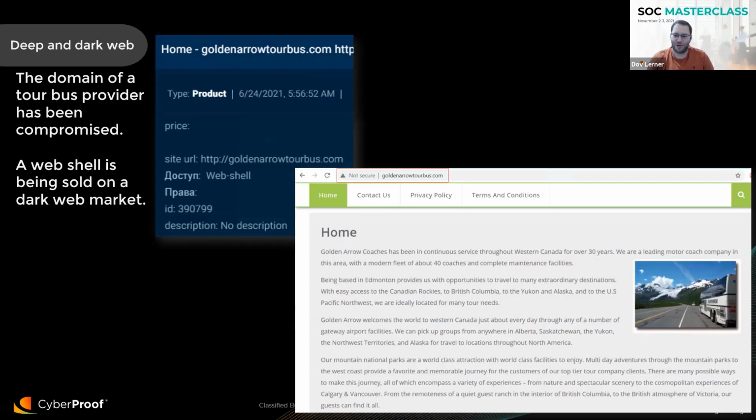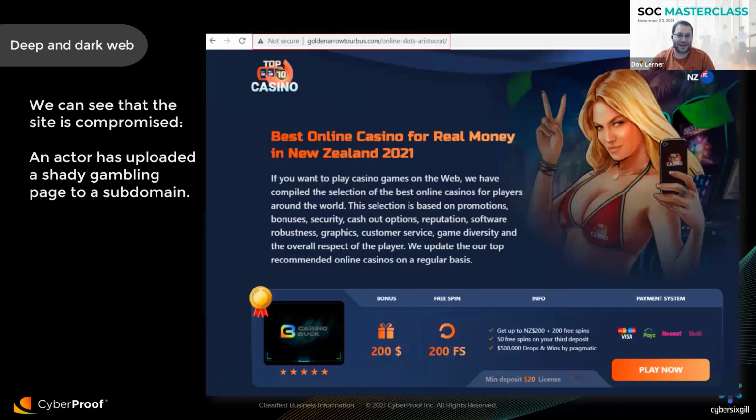Now, if we dig a little bit in this domain, go to the next slide, we can see that there's a shady gambling site, goldenarrowtourbus.com/online-slots-aristocrat. And we see this online casino. Someone has put up this page on this tour bus domain. Now, I cannot say if whoever put this page up purchased access from this underground market. They might have, or they might have figured out through other means that this domain was easily compromised and gotten in themselves.